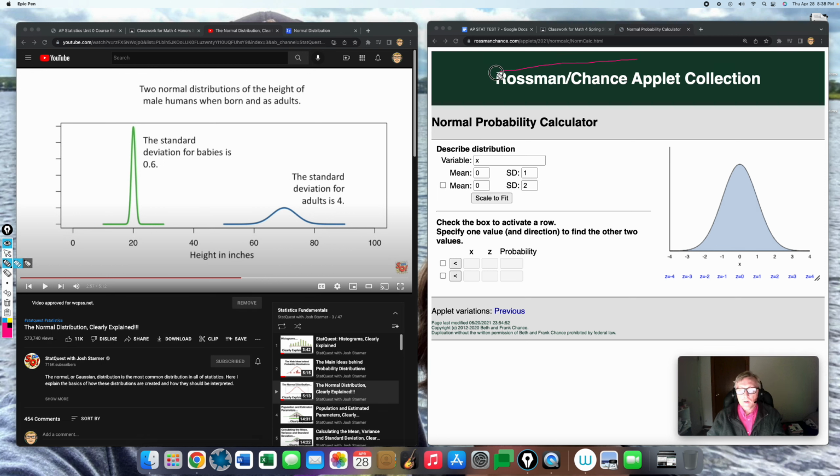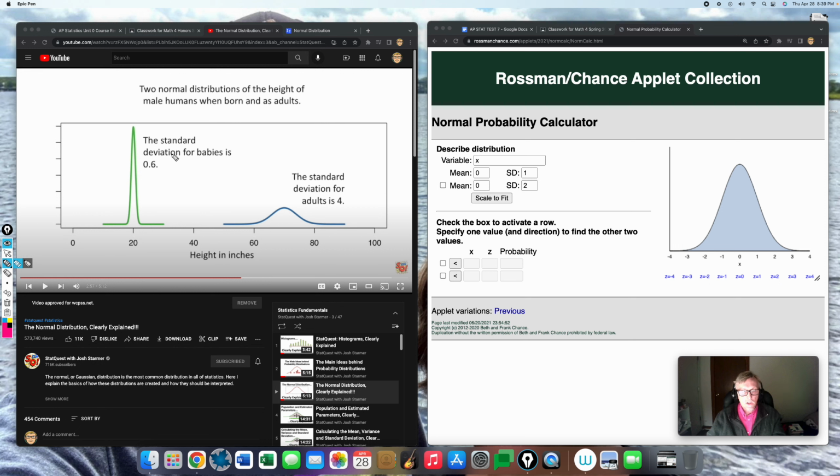Just thought I would follow up on this last StatQuest video and show you how to use the Rossman Chance applet for the normal probability distribution. This entire area under the curve has been shaded in, so that's 100% probability, right? 100% of the area.